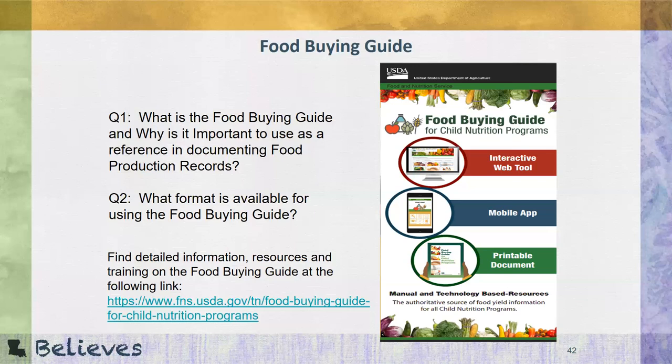So question two is, what format is available for using the Food Buying Guide? The Food Buying Guide is available as an interactive web-based tool, a mobile app, and a downloadable PDF of the Food Buying Guide manual, and this is printable. It is highly recommended that you print the Food Buying Guide to use as a resource and include penciled-in notes and sticky flags for commonly used products. For detailed information and web-based training on the USDA Food Buying Guide, please use the link provided to USDA's information portal.